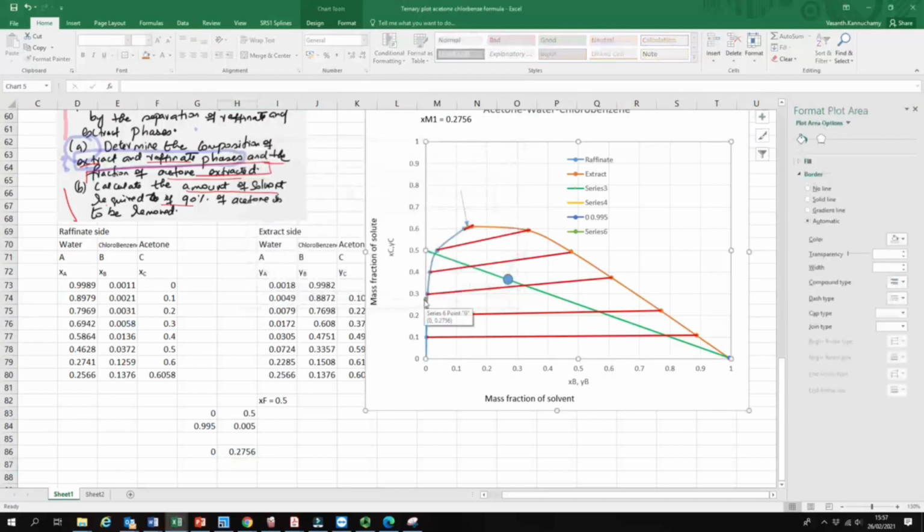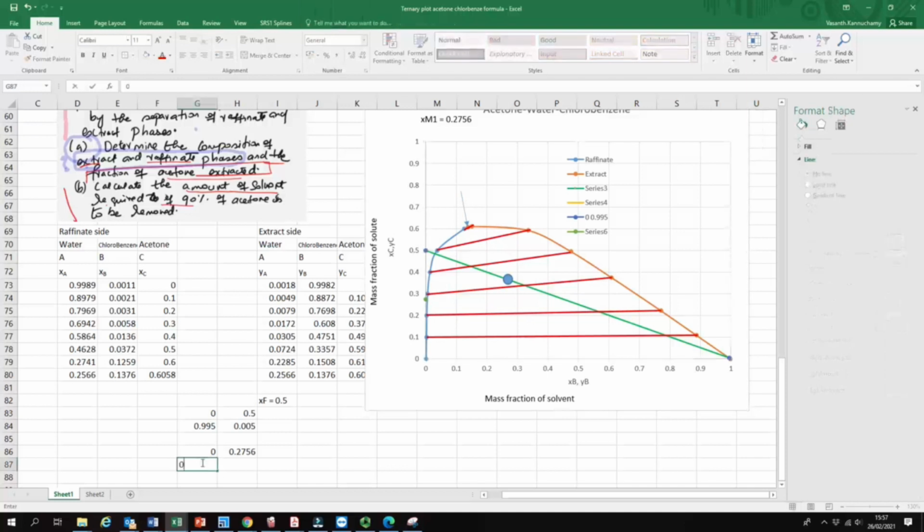So what is this point? This point will be the x sum 1 line. Yeah, if you want, we can draw a line here. So that will be the x sum 1 line. So let's try to draw it.